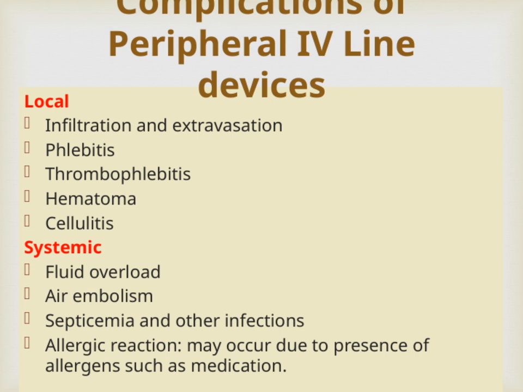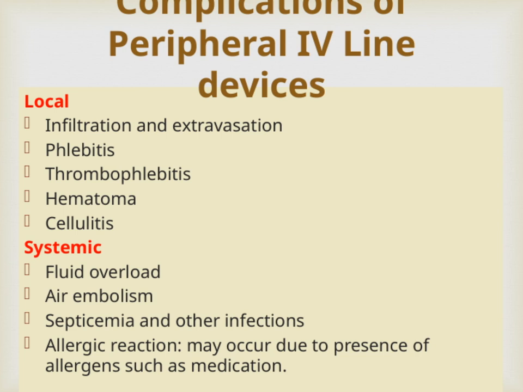Then there's phlebitis, which is inflammation of the vein itself, often presenting as redness, warmth, and tenderness along the vein. Thrombophlebitis combines inflammation with clot formation inside the vein, increasing the risk of more serious issues. Hematoma is another local complication, occurring when blood leaks outside the vessel, leading to a bruise or swelling. Cellulitis, which is an infection of the skin and underlying tissues, can also develop at the insertion site if bacteria enter the wound.